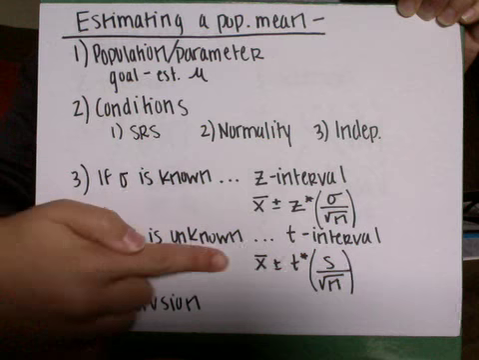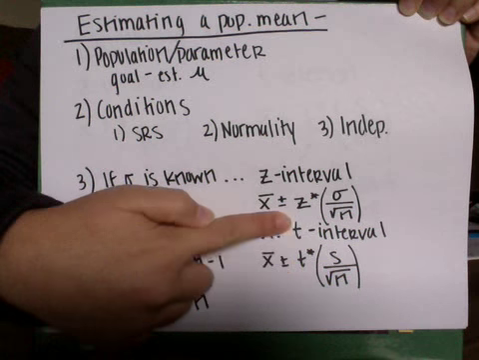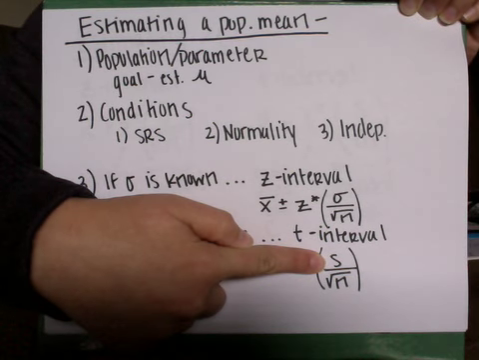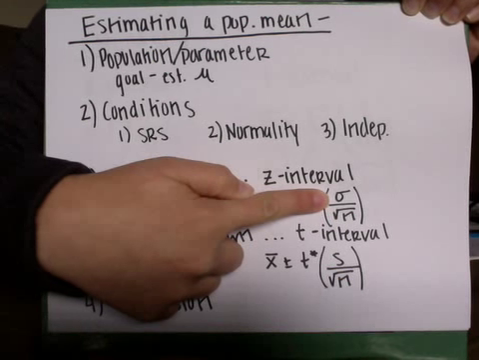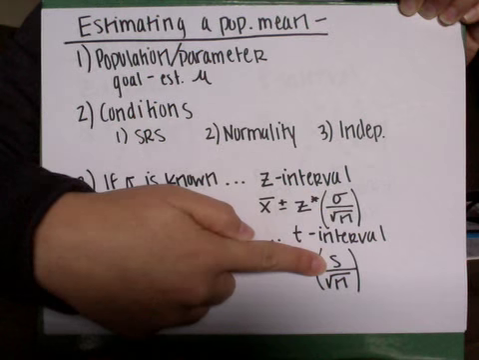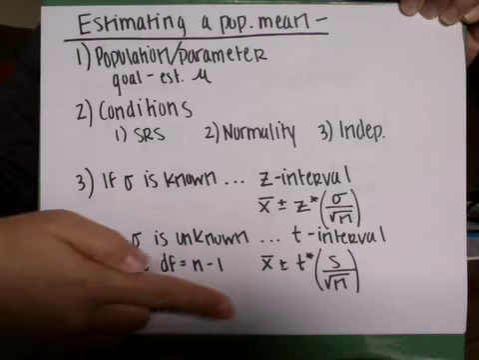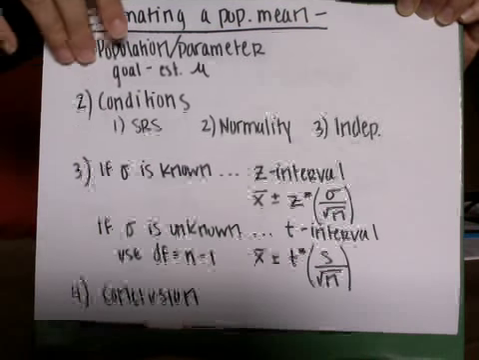But you're going to see the general format is the exact same as it was before, except now we have a t here as our critical value. And the only real difference is that we've replaced sigma with s. If we know sigma, we're going to use it. That's the parameter. It's the most accurate calculated value. But if we don't know sigma, we have to use the next best thing, which is our sample standard deviation. And just like before, we're going to finish with our conclusion.